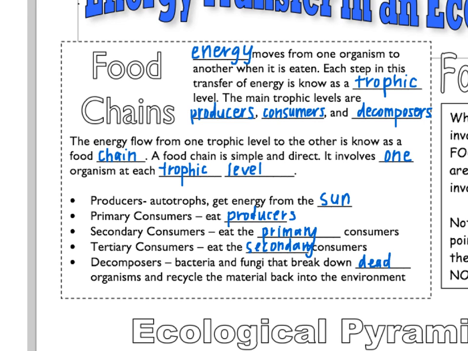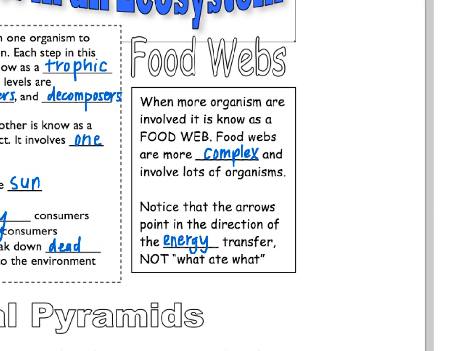Now, food chains are very simple. We can make a little more complex model. We call it a food web. Food webs are more complex. They involve a lot of organisms. And the arrows in a food web point in the direction of the energy transfer. So the direction that the arrow points is very important.